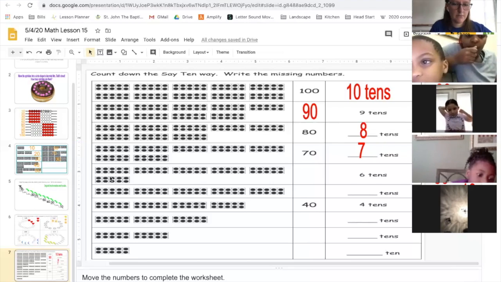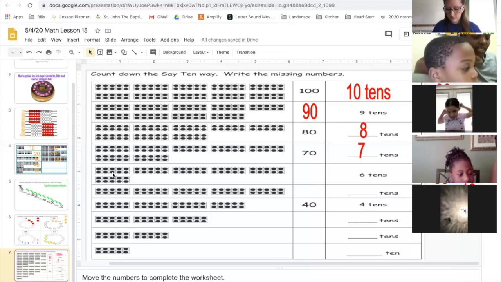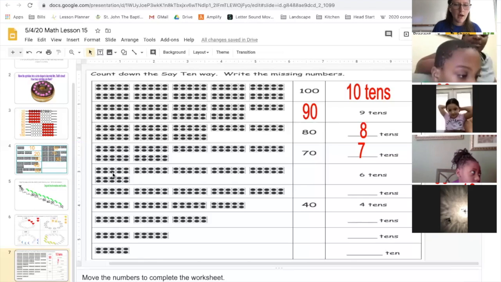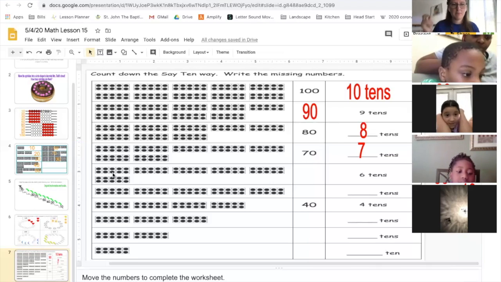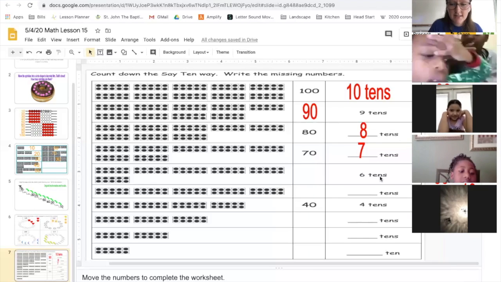Count those 10 frames. Count it, baby. 1, 2, 3, 20, 30, 40, 50, yes, 6 10 frames. So what number is that? Great job. So we had 6 10 frames, and they gave us 6 10s.